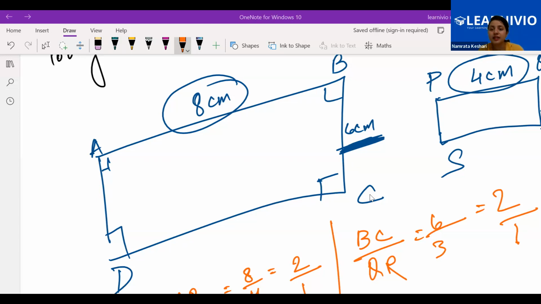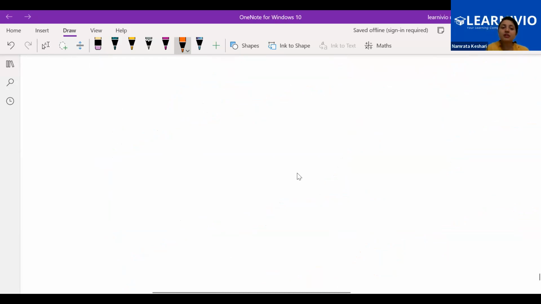It will also be 8 centimeter, no? Because this is just the opposite side. In a rectangle, only two measurements we are having, length and breadth. So if length and breadth are given, even if it is not written on all the sides, I am drawing a rectangle.